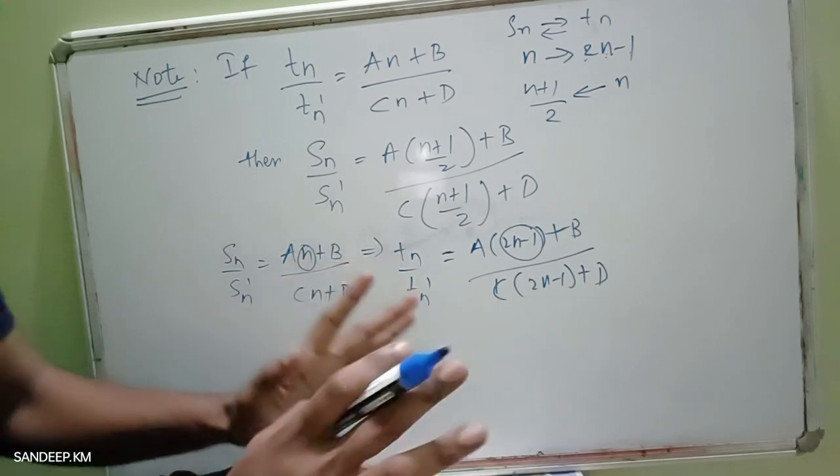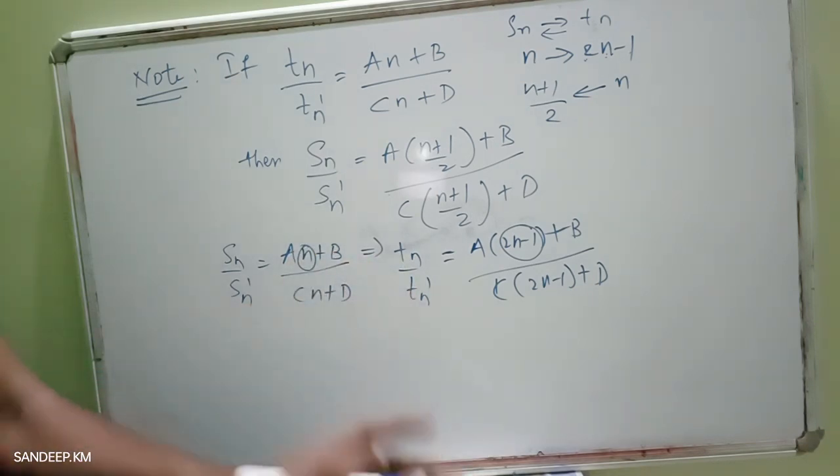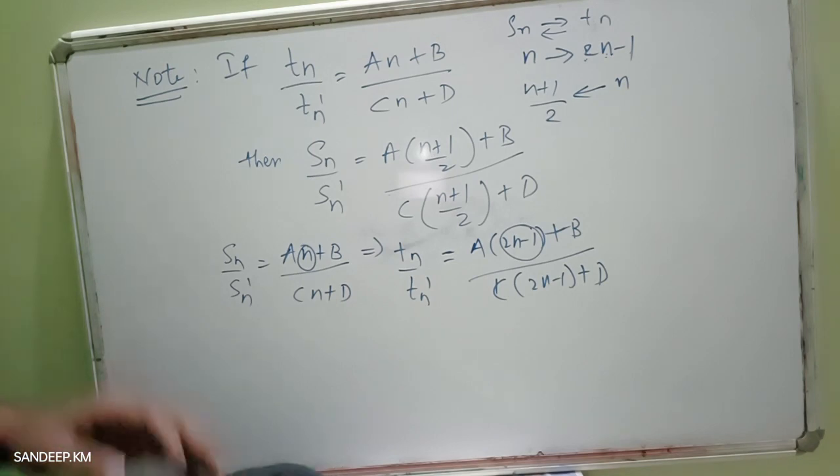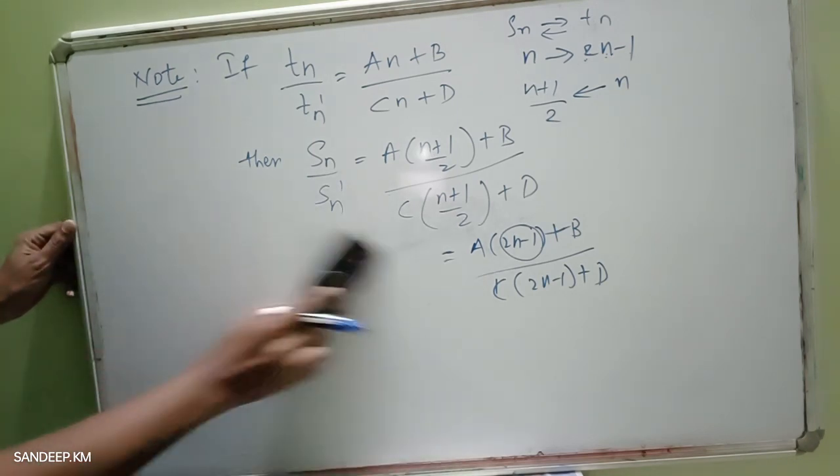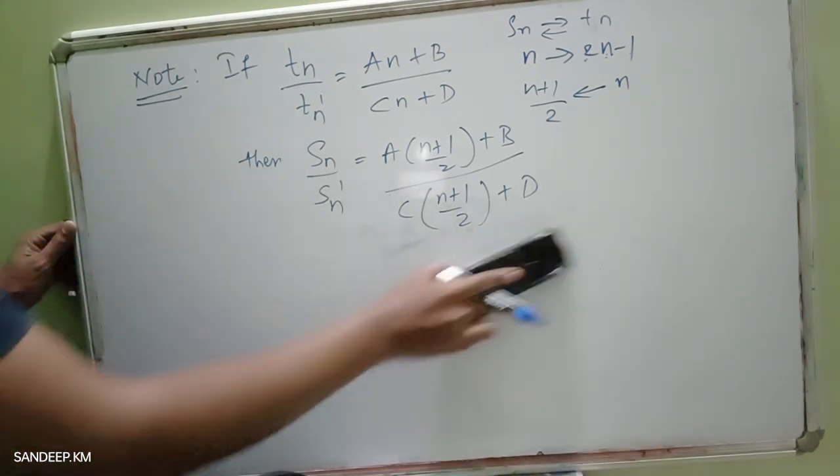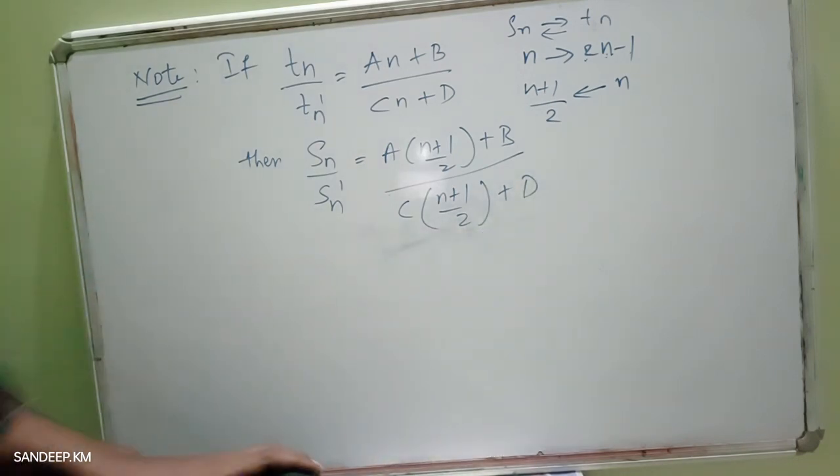This is just a logical explanation, not the actual proof. Okay, just logical. Got it? So fine. Therefore, if Tn by Tn dash is equal to (an plus b) by (cn plus d), then this is Sn by Sn dash. Let us see an example and wind up today's topic.